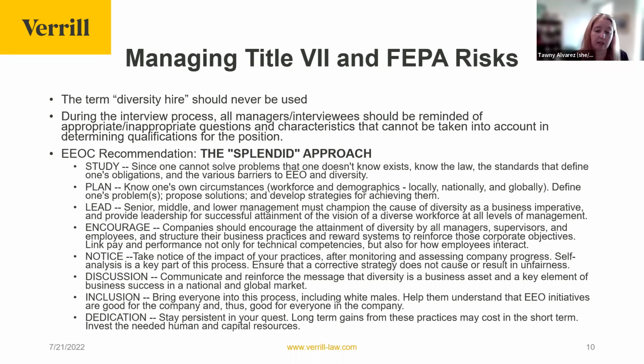Encourage. We need companies that are encouraging the attainment of diversity. That needs to be at all manager, all supervisor levels. And the structure of the business also has to take that into account, making sure that we're providing the resources that are necessary to achieve success here. We have to have communication. Oh, sorry, notice. Look at me, I was forgetting notice. We have to take notice of the impact of our practices and monitor and assess progress.